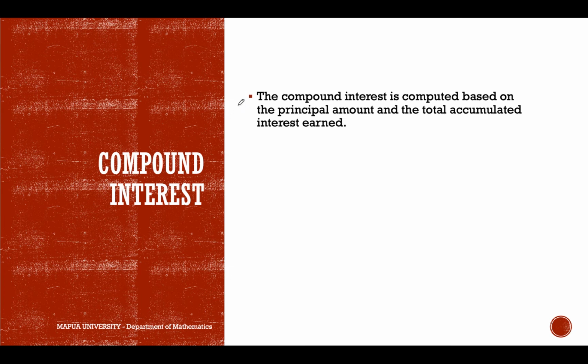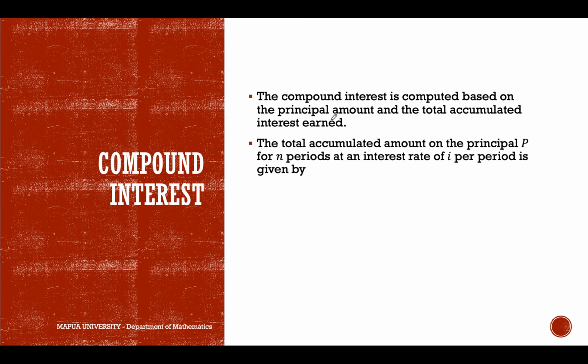The compound interest is computed based on the principal amount and the total accumulated interest earned. So the total accumulated amount on the principal P for n periods at an interest rate of I per period is given by this formula. F is equal to P times (1 plus I) raised to N, where N is the total number of periods.